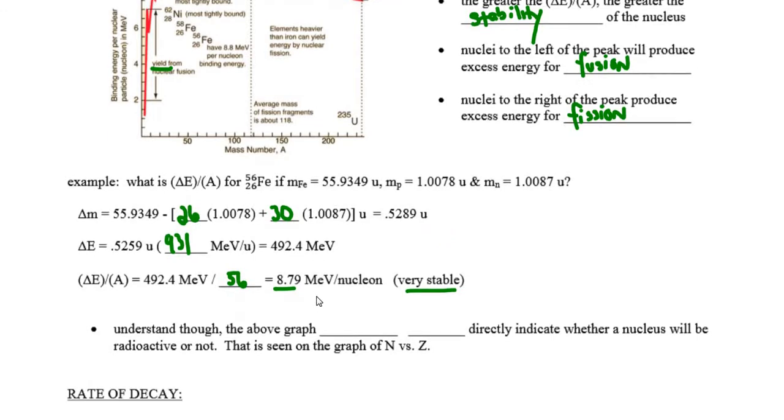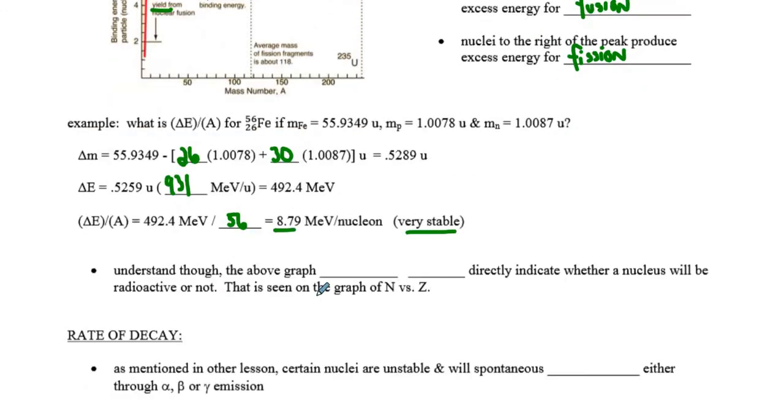So basically, if we want to understand this, the graph does not directly indicate whether a nucleus will be radioactive or not. Remember, radioactivity does not mean stability or not. It's just that things that are more radioactive will more spontaneously decay through alpha, beta, or gamma emission.